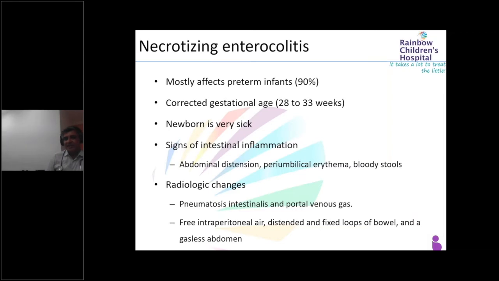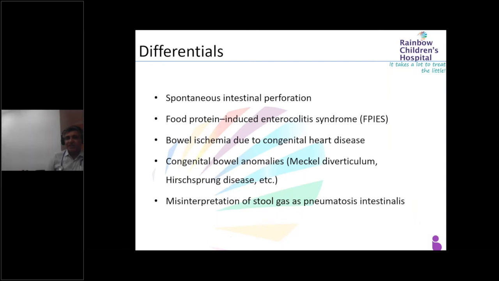The characteristic findings are pneumatosis intestinalis, that is the presence of gas in the bowel wall, or the presence of gas in the portal vein. In advanced stages, that is stage 3, we can see free intraperitoneal air or distended and fixed loops of bowel, and a gasless abdomen can be seen. So how can we differentiate it from other things which usually present with pneumoperitoneum?